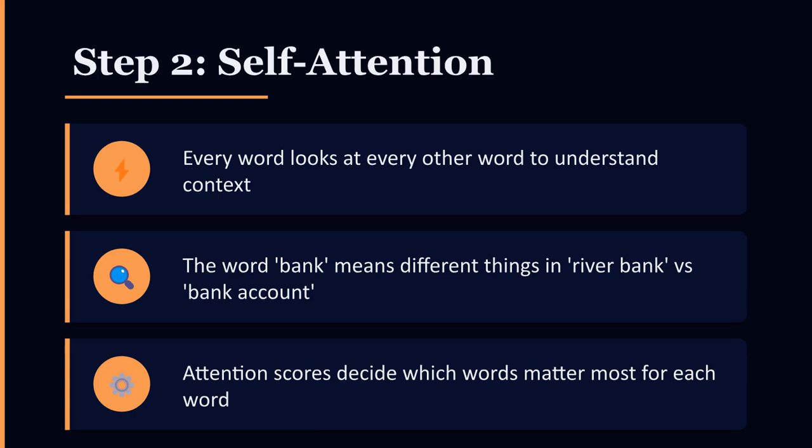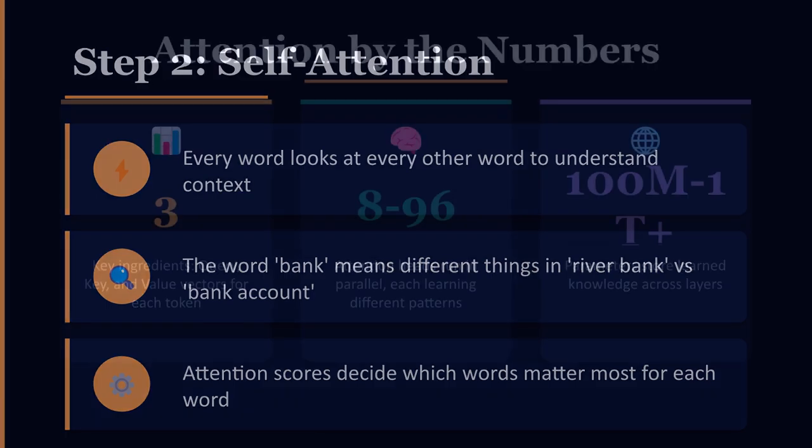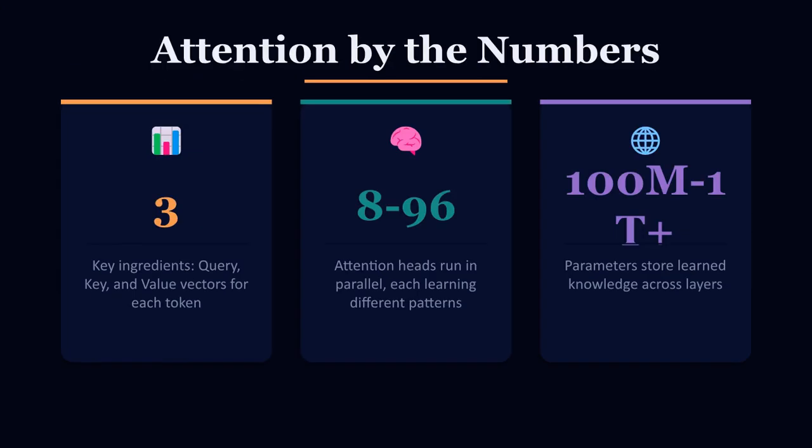Let's put some numbers on this. Each word gets 3 vectors: a query, a key, and a value. Think of it like a search engine. The query is your question, the keys are what's available, and the values are the actual content you retrieve. Modern transformers run dozens of these attention calculations in parallel, called attention heads. Each head learns to focus on different things, like grammar, meaning, or tone. The biggest models have over 1 trillion learned parameters.